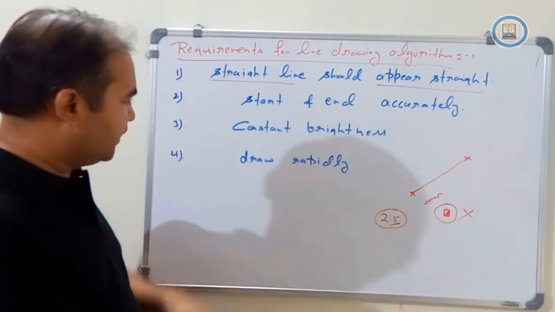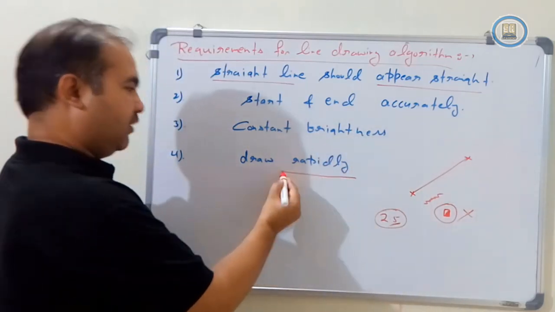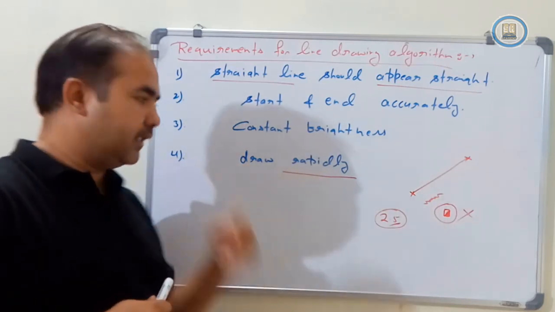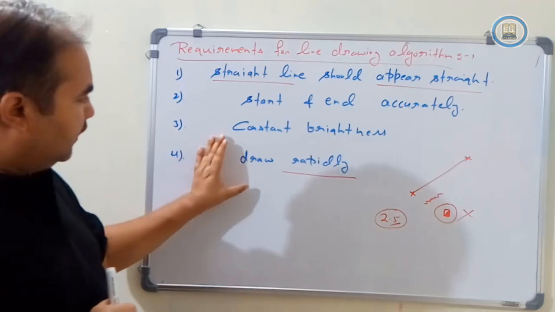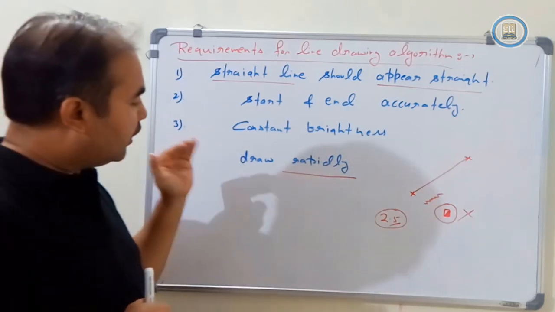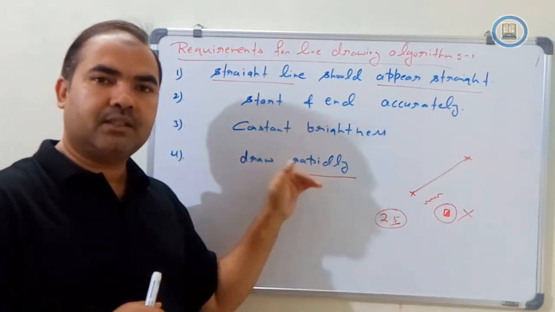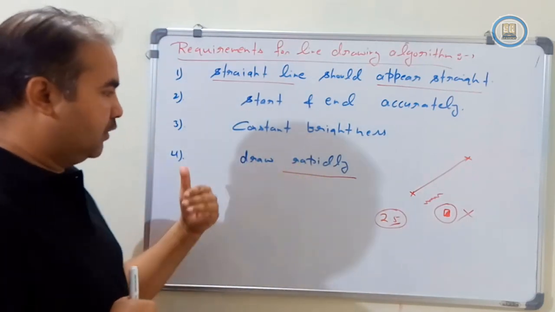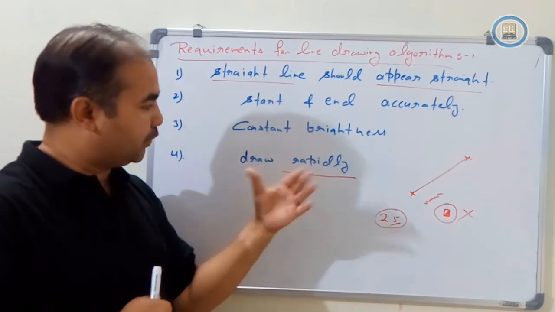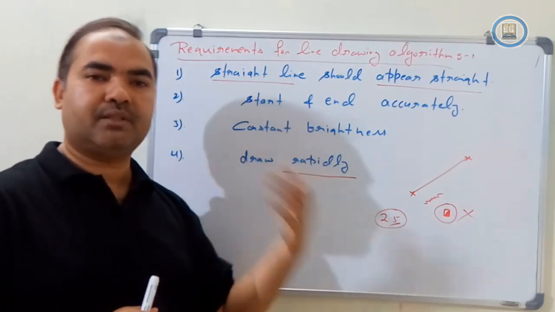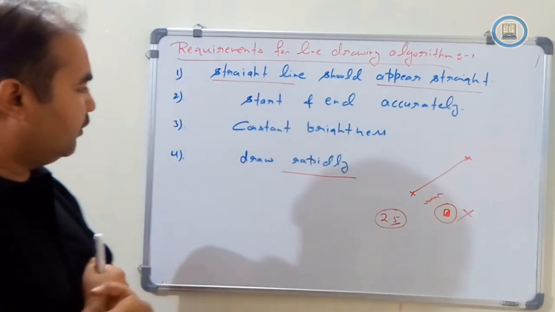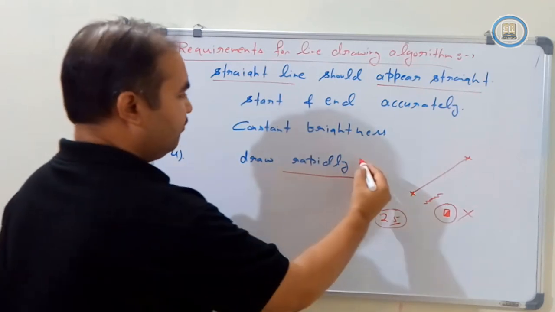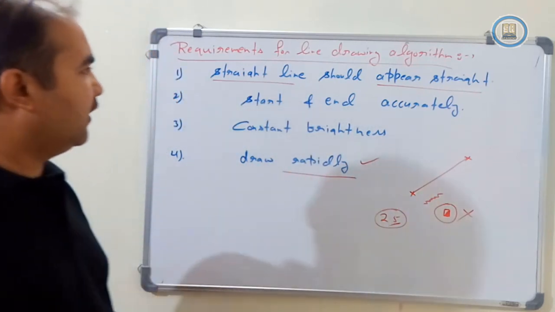The next thing is a very important part of the algorithm. For any algorithm, we accept those which are efficient and have less complexity. So the algorithm should draw the line rapidly. That is, it should not take more time. When we are writing the algorithm, it should not be so complex that it calculates pixel by pixel and does a lot of calculation in the background. So it should draw rapidly. So these are the 4 basic requirements for the line drawing algorithm.